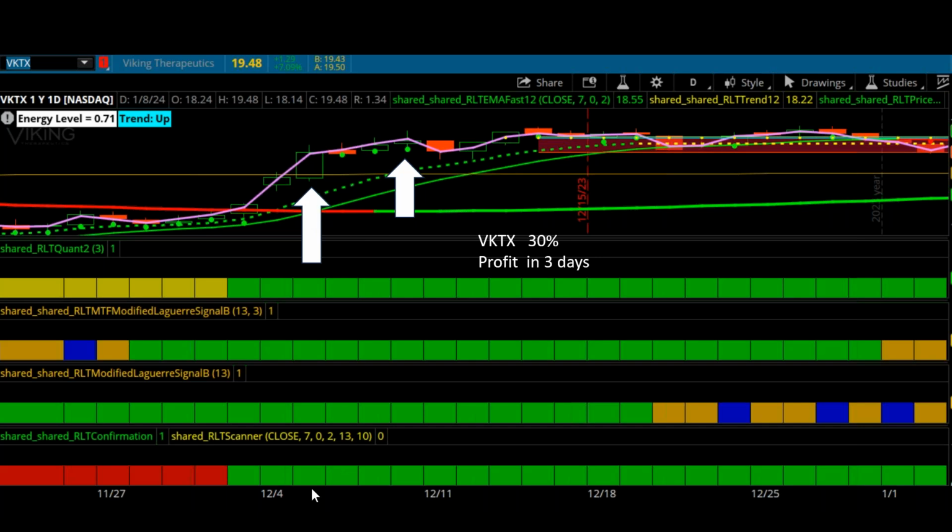BKTX, same thing. Everything's green, institutions are buying. Here's a breakout right there. So I buy it right here, and I take 30% in 3 days. Not a big, huge move, but a decent move.